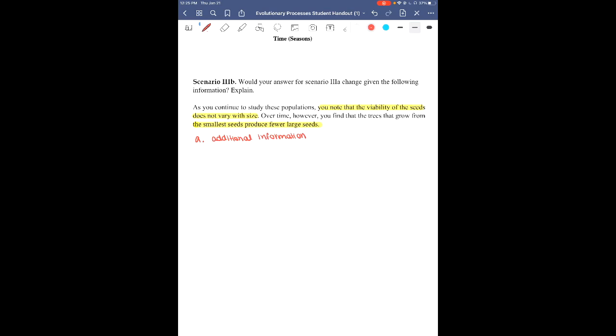but we are noticing that the viability of the seeds is not varying with size. But over time, we find that the trees grown from the smallest seeds produce fewer large seeds. This additional information provides evidence that seed size is heritable and not a result of growth condition, because it's saying that small seeds produce fewer large seeds, which means that small seeds tend to produce smaller seeds. So we know that this is a heritable trait.